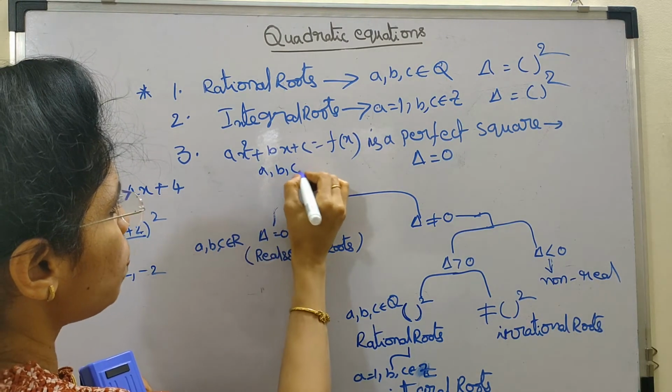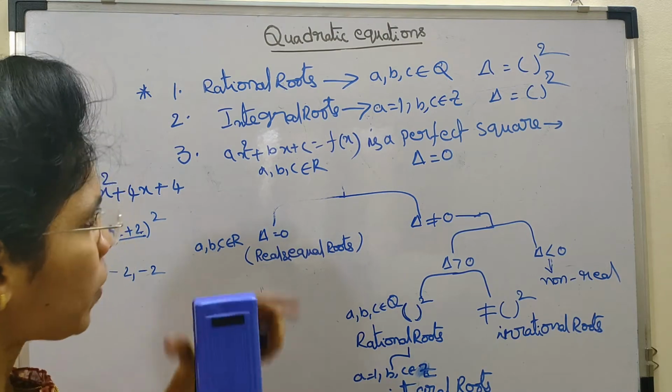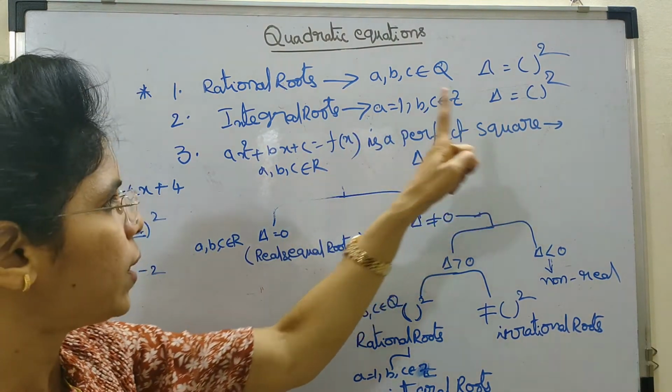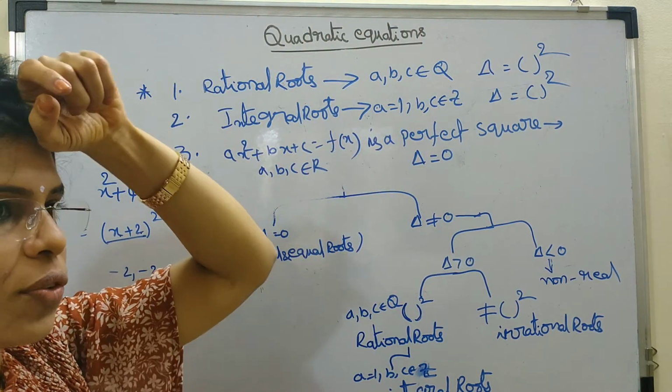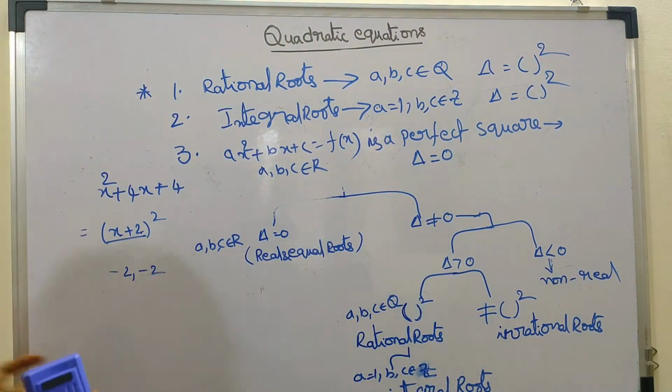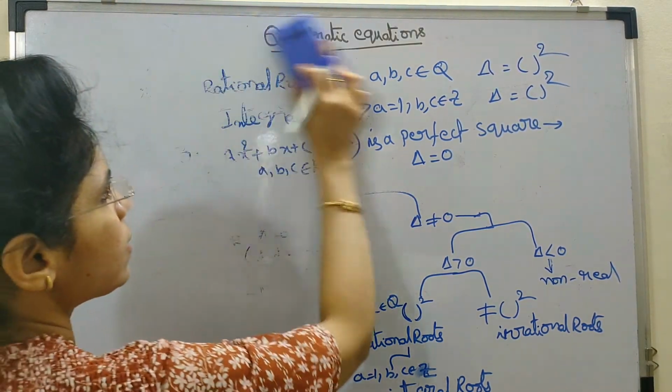Here, a, b, c should be real numbers. If the quadratic expression is a perfect square, then the discriminant is equal to 0. If the discriminant is a perfect square, then the quadratic equation has rational roots. This is all about our basics which we learned in previous classes.